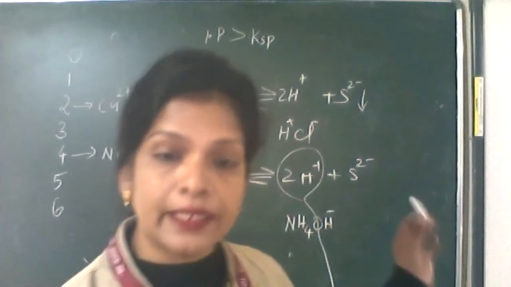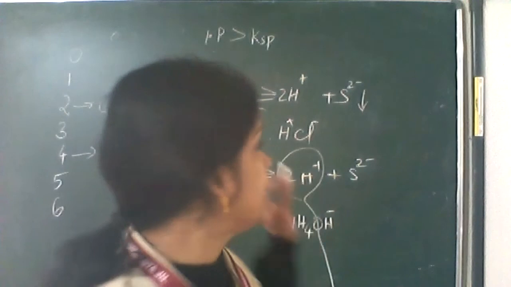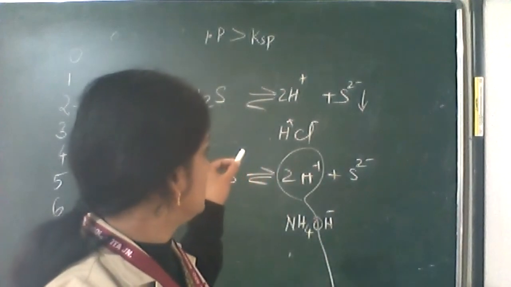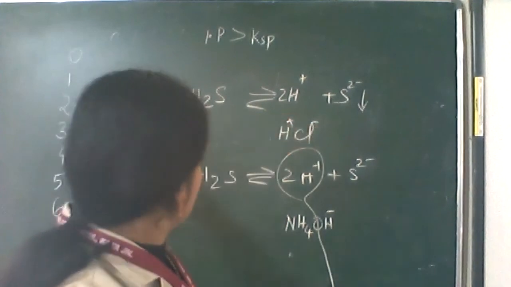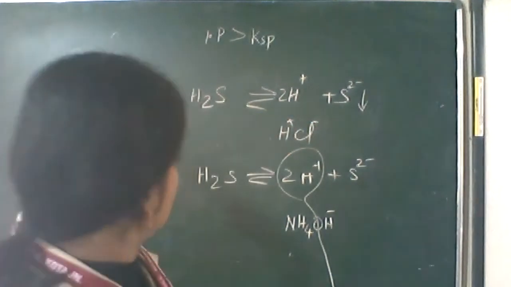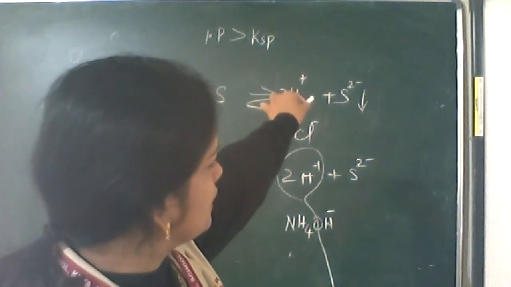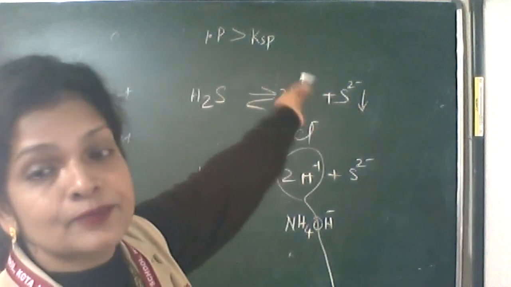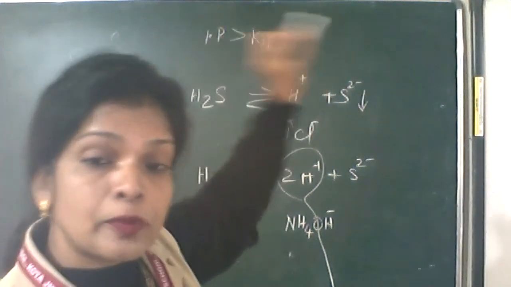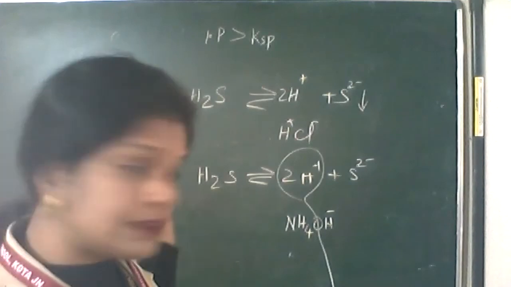So in the second group, you need a less amount of S2 minus, so you are adding H plus. The added H plus reacts with some S2 minus and goes back to form H2S. That means the S2 minus concentration is very low. With the lesser amount, you can exceed that solubility product because the solubility product of copper sulfide is lower. That is in the second group.